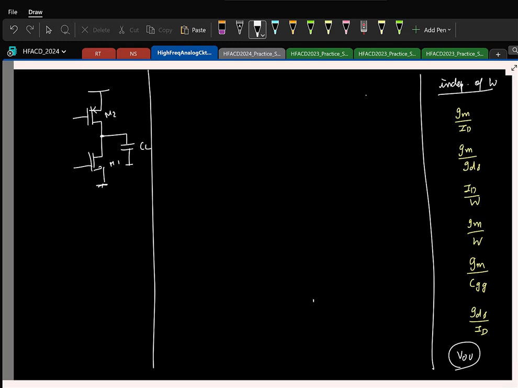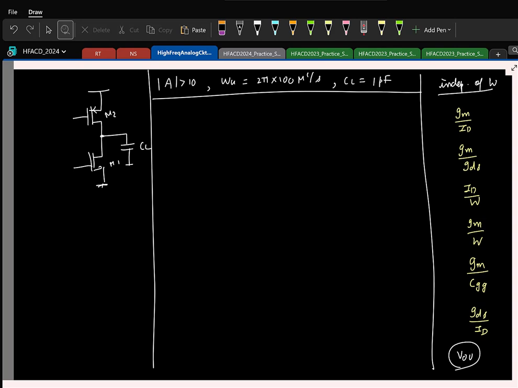Let's say the given specifications are: you need to have, let us say, DC gain of magnitude greater than 10. Omega u, let us say, is 2 pi times 100 mega radians per second. And the load capacitance is, say, 1 picofarad. So let's see how you'll go about designing this using this technique.